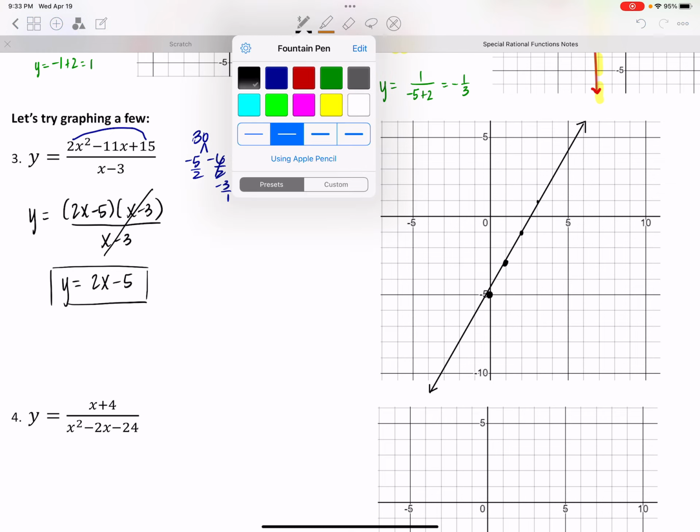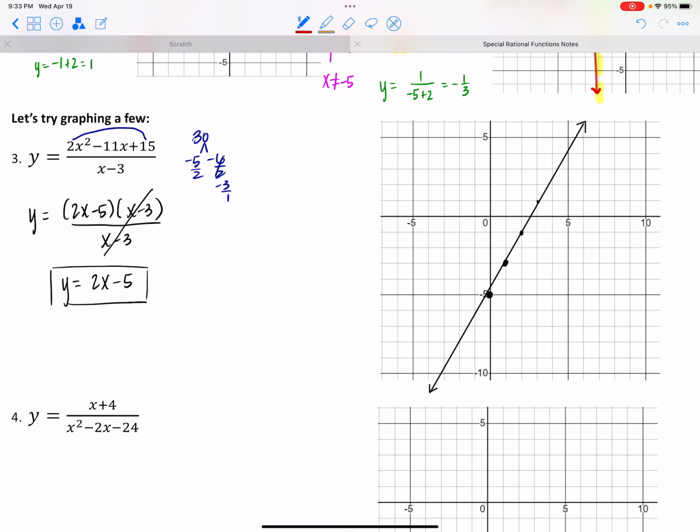The only thing we have to be careful of is make sure we do account for that removed discontinuity. So the 3 does not make a vertical asymptote, but there should be a hole in the graph there. So here I know, again, that x cannot equal positive 3. So there should be a hole at positive 3. Now, how do I get the y value here? I have to input 3 into my function.